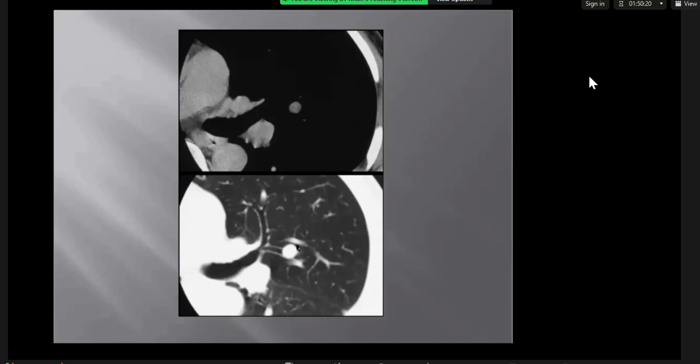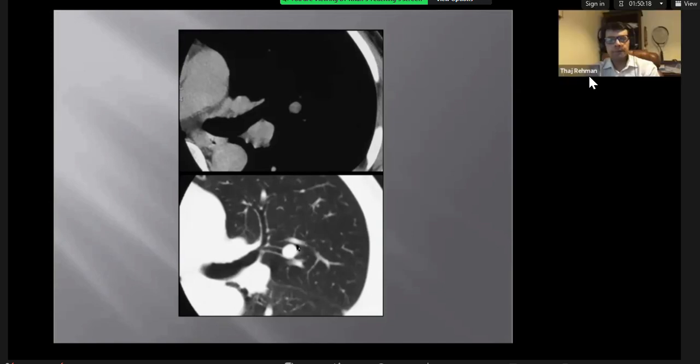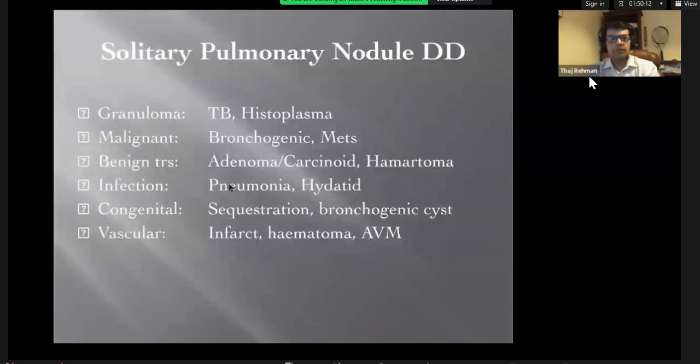Cancer, I guess. Bronchial adenoma, endobronchial metastasis, which is most commonly from melanoma, and so on. So a broad differential of solitary pulmonary nodule, all these headings: granulomatous lesions, malignant lesions, benign tumors, which are adenoma, carcinoid, and hamartoma. Hamartomas tend to be peripheral, whereas adenomas and carcinoids tend to be central.